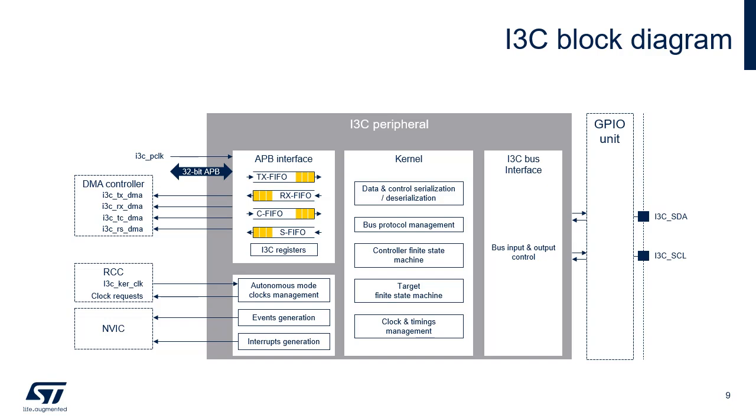To save dynamic power consumption, the I3C peripheral hardware automatically manages its own clock gating and generates a separated clock request output signal to the RCC for its kernel clock and its APB clock whenever the device is in run, sleep, or stop mode. 2 interrupt lines are connected to the NVIC: error interrupt line and event interrupt line. The 4 FIFOs can be programmed to generate DMA requests when they need to be serviced.